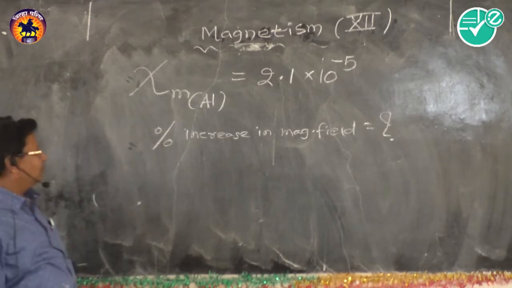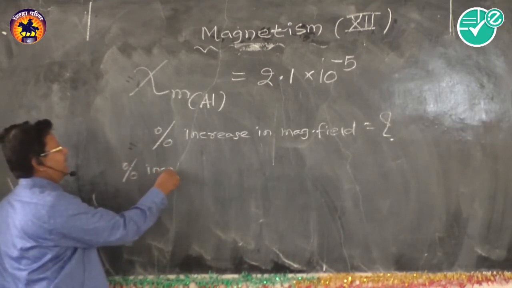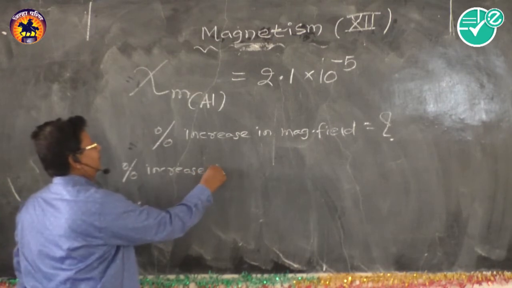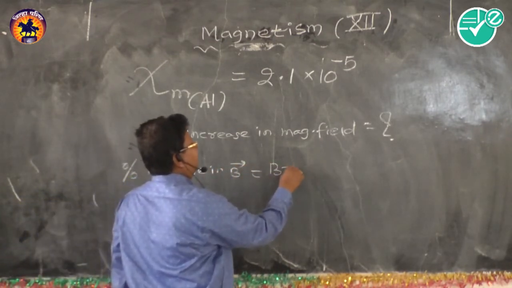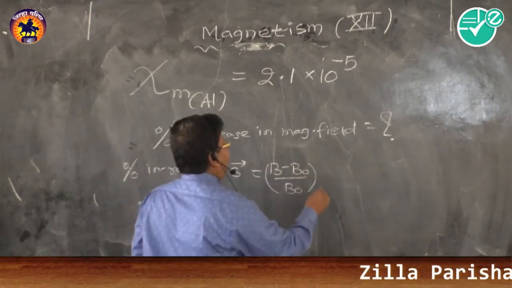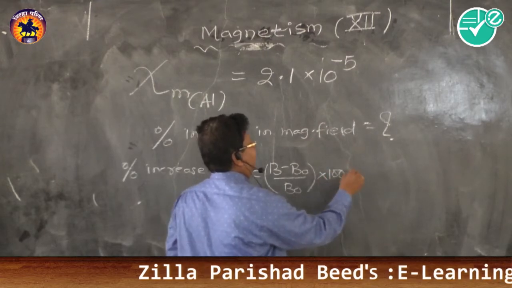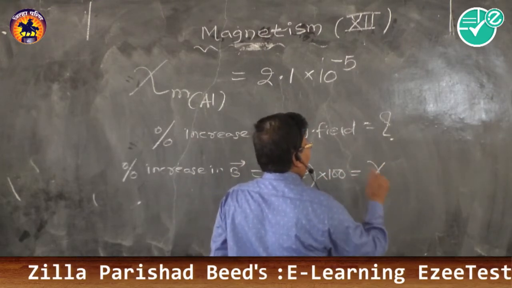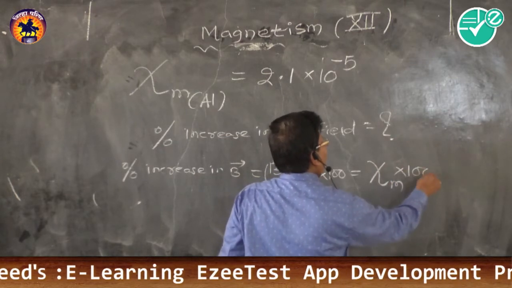Then again we use the formula: percentage increase in magnetic field is equal to (B minus B0) divided by B0, and this factor is multiplied by 100, which comes out to be Km into 100.